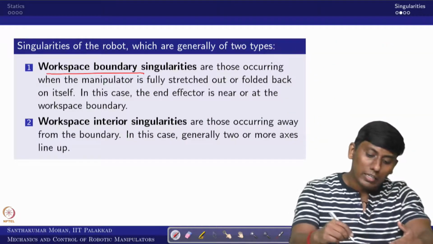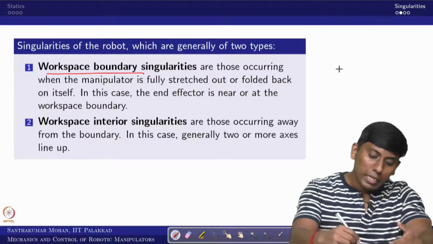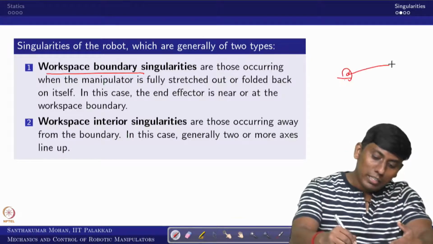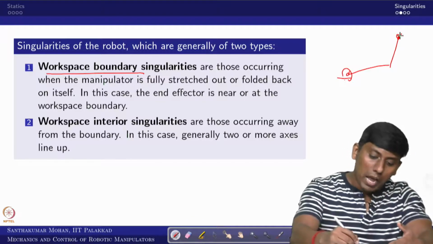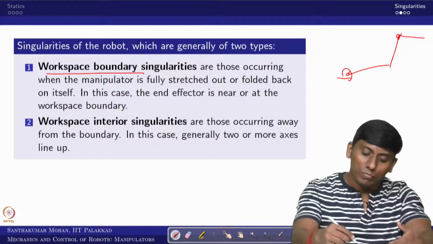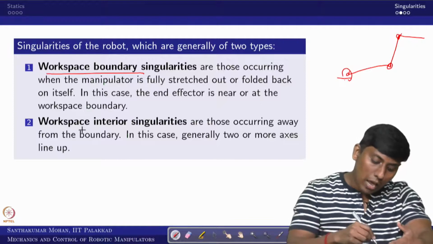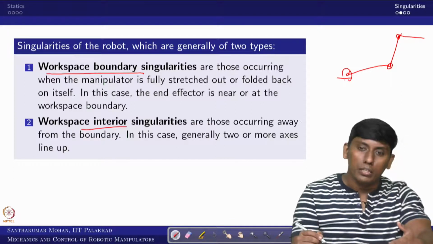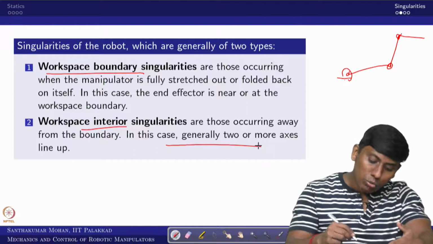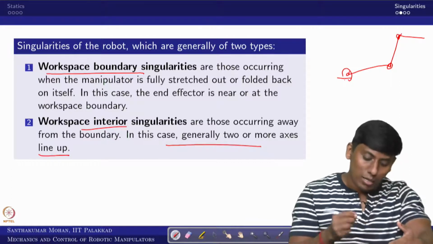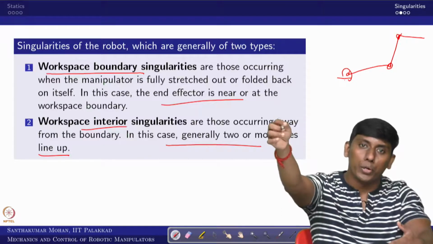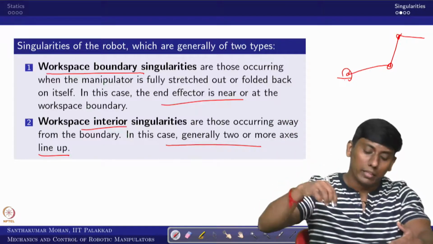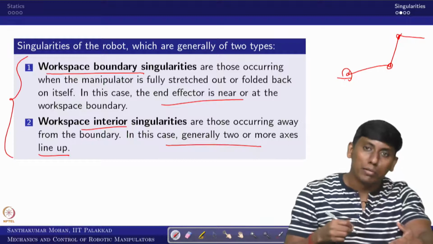Workspace boundary singularity is the extreme. If you are taking a 2R serial manipulator, only the workspace boundary singularity happens. But if I add a third rotary joint, that would have interior singularity. This happens when two or more axes line up, in the sense of being collinear. This is the extreme case; it cannot go beyond that. So these are the two types of singularity.